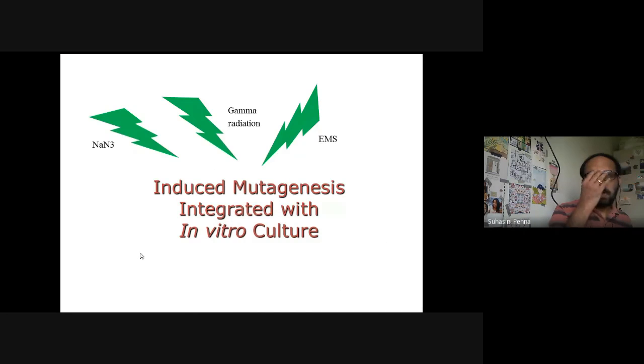So when we talk about different approaches that can be used for sugarcane improvement, mutagenesis is one approach. There was pioneering work done by initial breeders and biotechnologists who were working at Sugarcane Breeding Institute in Coimbatore, Dr. Srinivasan and others. So induced mutagenesis has a lot of application in sugarcane. One can use chemical mutagens, one can use radiation. What we have tried to use is to integrate mutagenesis with in vitro culture.